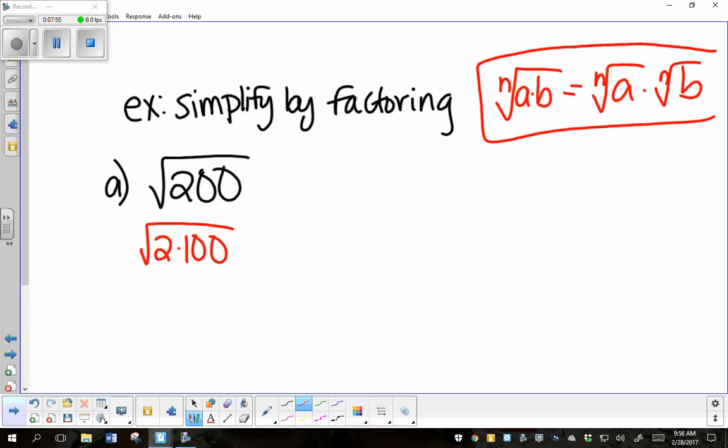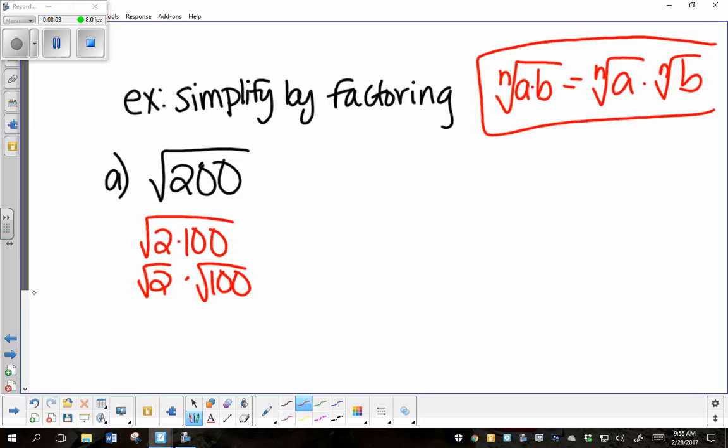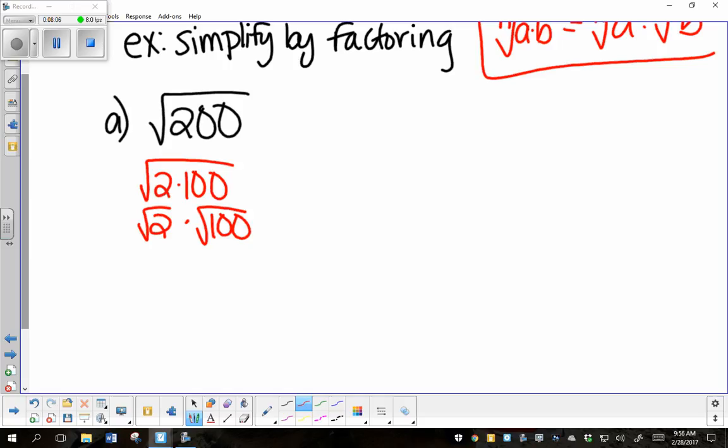So what that's telling us is that we can split this into 2 square roots. The square root of 2 times the square root of 100. Do we know the square root of 100? 10. So what we can write is just 10 square root of 2. And that's our answer.